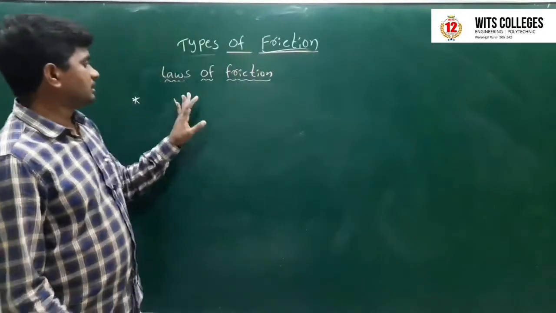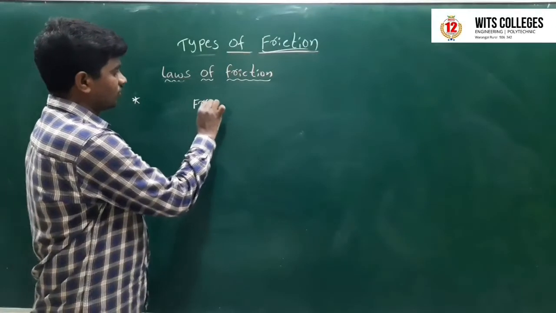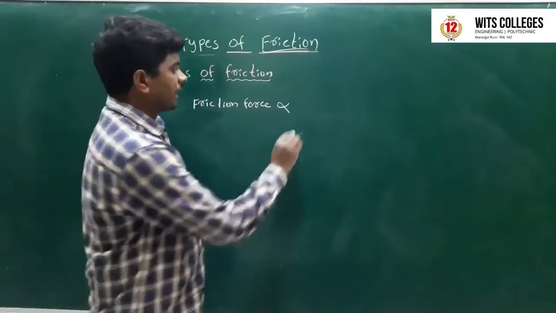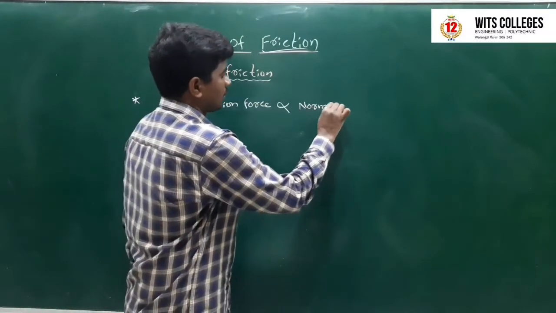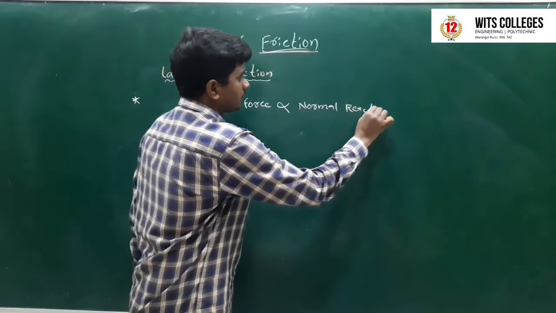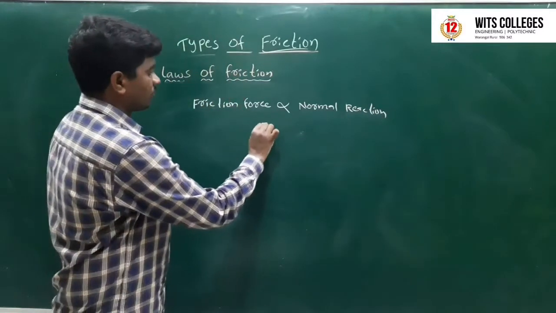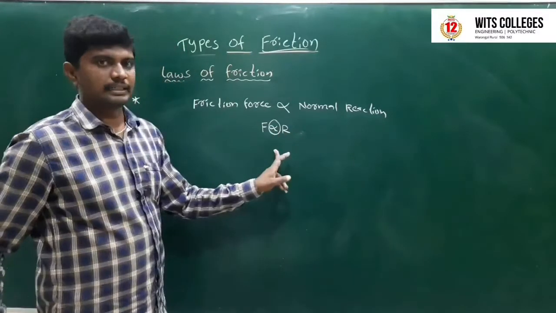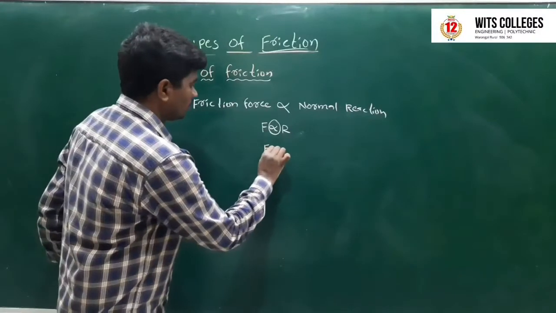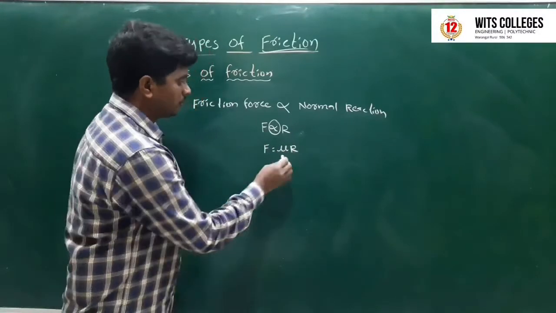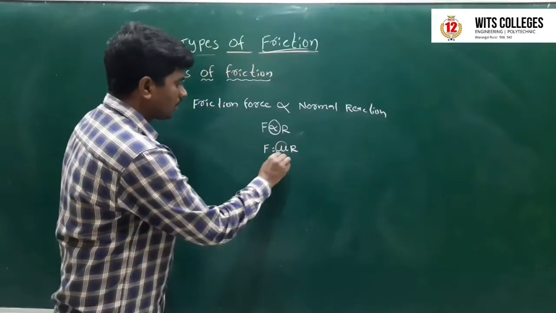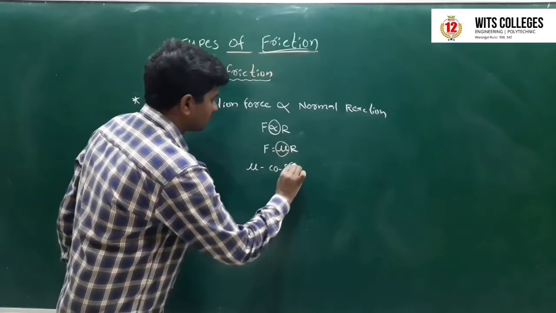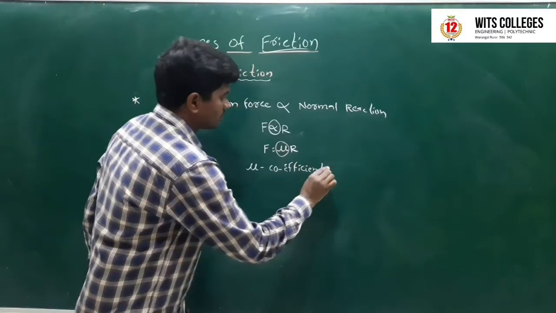Next law: frictional force is directly proportional to normal reaction. Therefore, F is proportional to R, capital R. To remove the proportionality, we introduce a constant: F is equal to mu into R. Mu is the coefficient of friction.